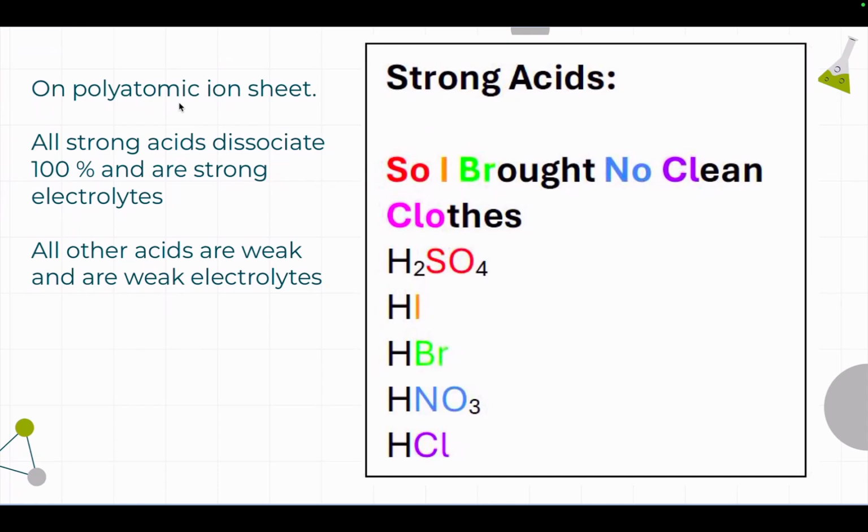So, hydrochloric acid is going to break up 100% into hydrogen and chloride ions. What you need to do is realize that if it's an acid, for us right now, an acid is something that starts with a hydrogen ion. That isn't totally true, but for what we do, it will be for now. If it's an acid and it's not one of these 5, that means it's a weak acid, and that means it's a weak electrolyte.